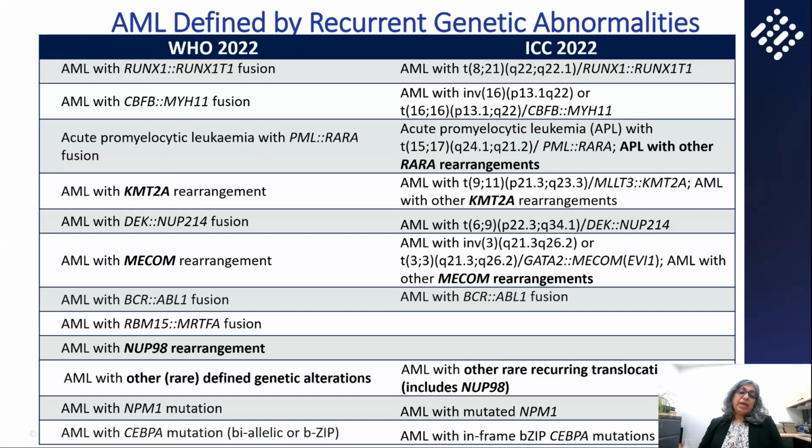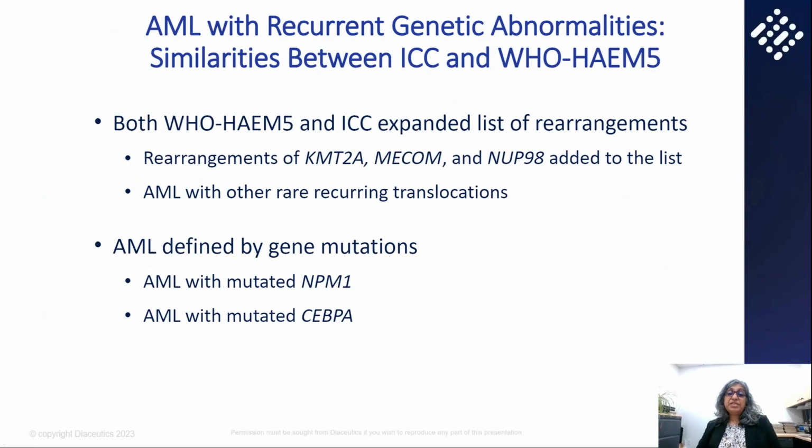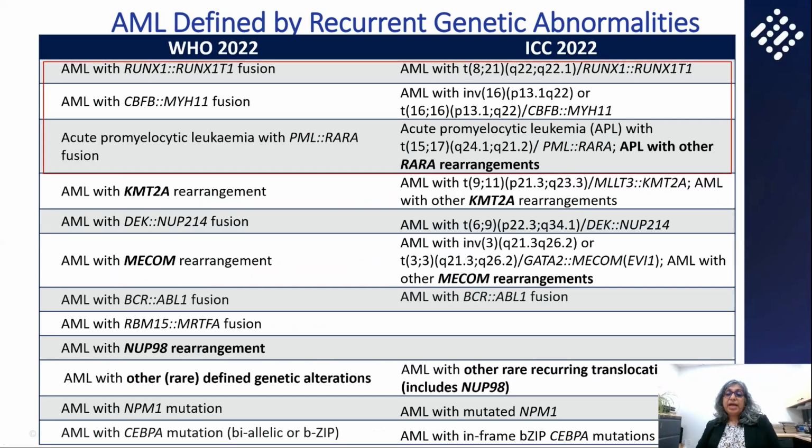Now, when we look at these specific categories, if we look at AML defined by recurrent genetic abnormalities, this really busy slide is just to emphasize the number of entities that have been added to this list. The entities are similar in both classifications. And if we look at it previously, we had only 3 entities that were included in the WHO 2016 that did not require a 20% blast threshold for diagnosis. But now both classifications have so many more abnormalities that have been added.